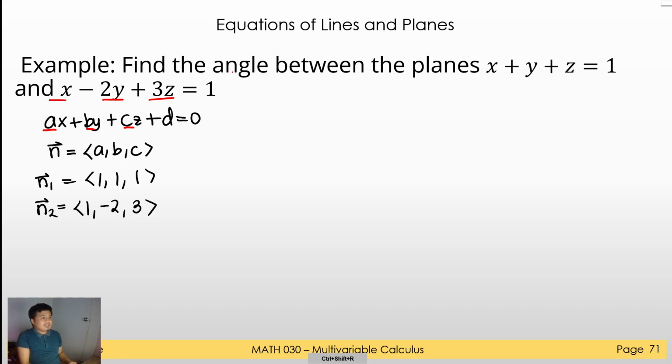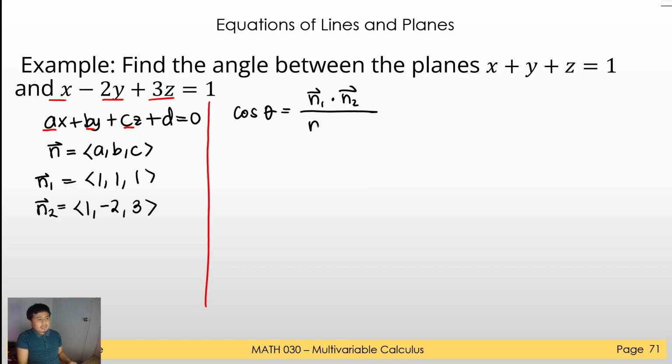To find the angle in between, we use the dot product topic. Cosine theta is equal to the dot product of these two vectors over the product of the lengths of these two vectors.